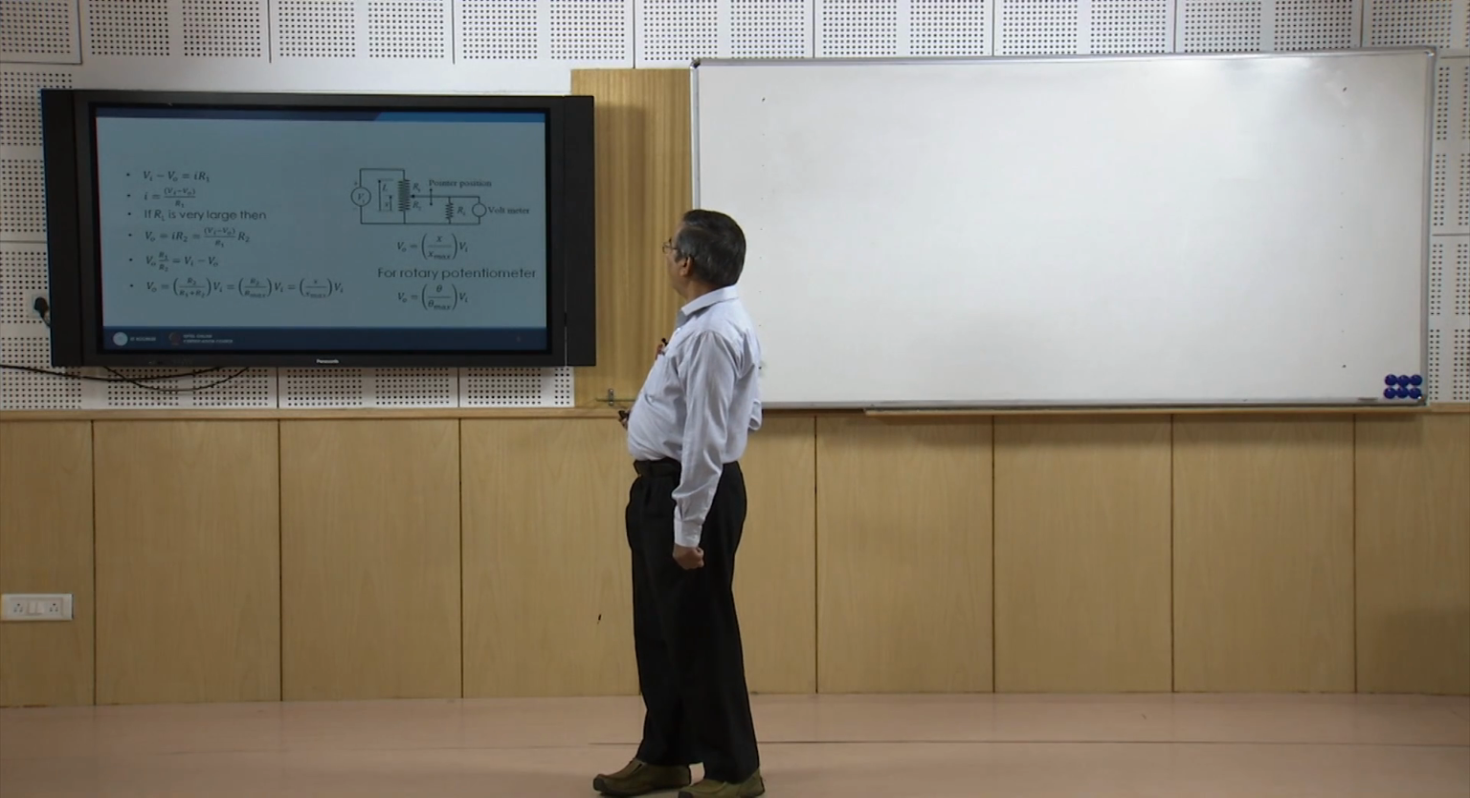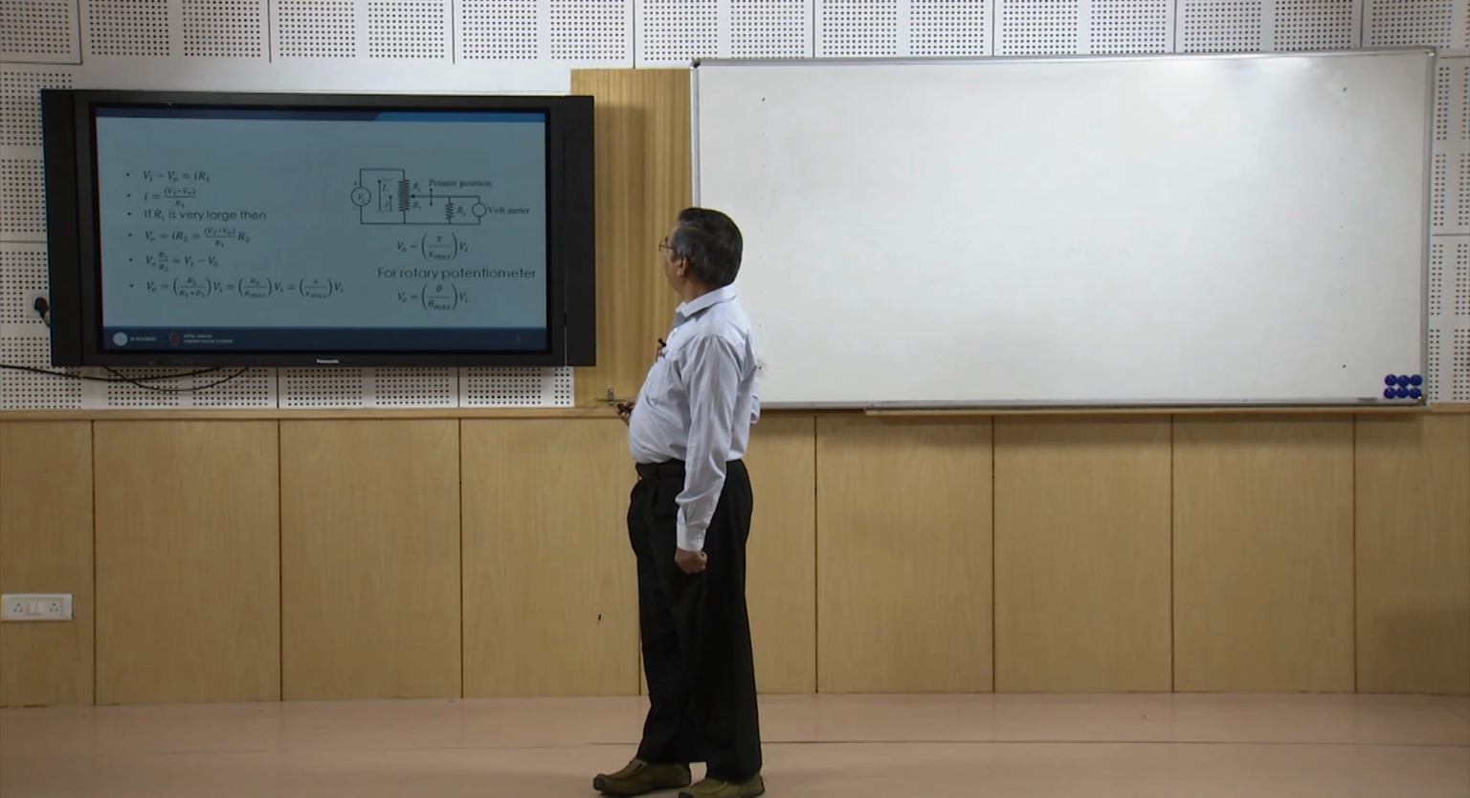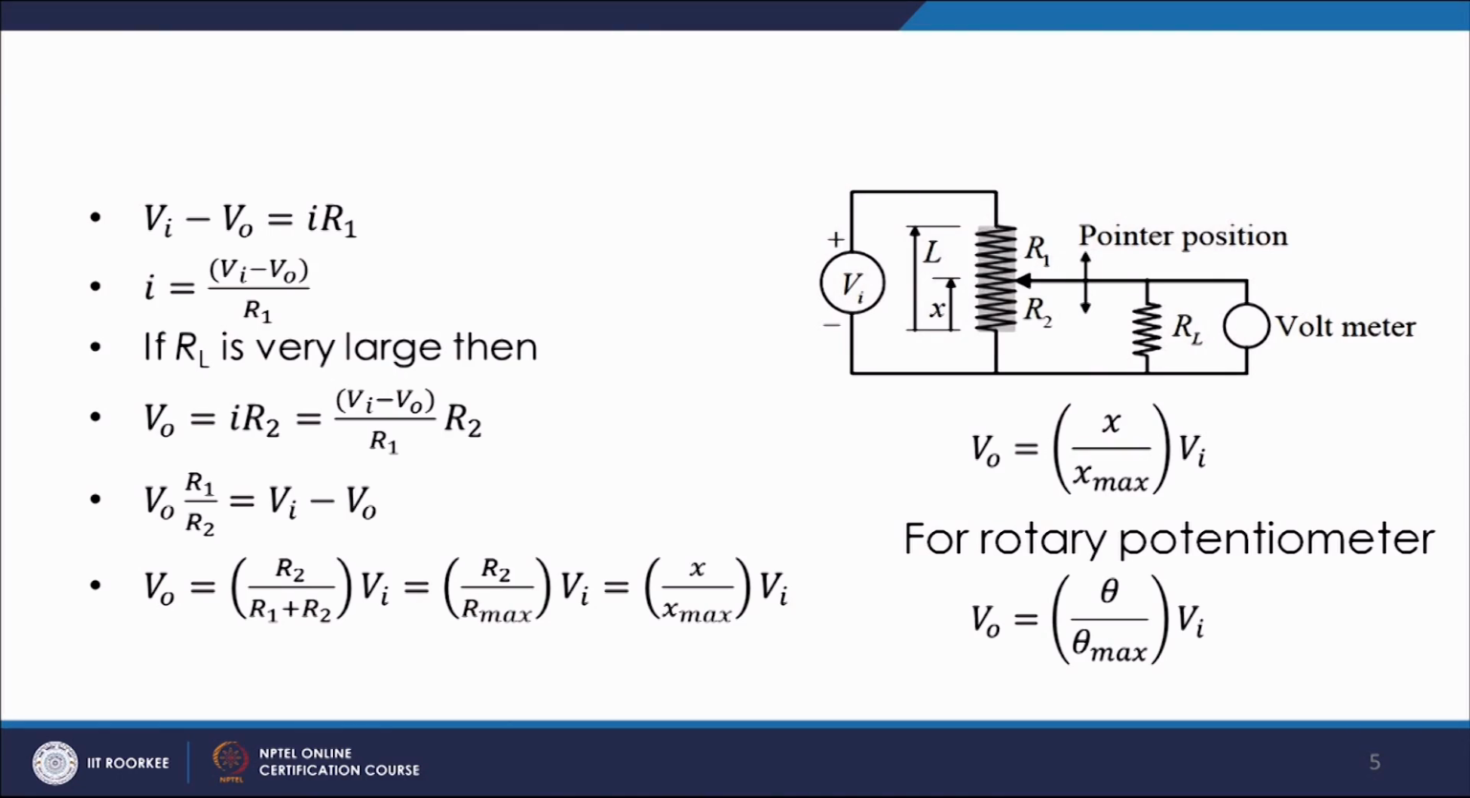Now, here you see that this voltage is Vi, and of course, the voltage here is going to be Vo, the output voltage.